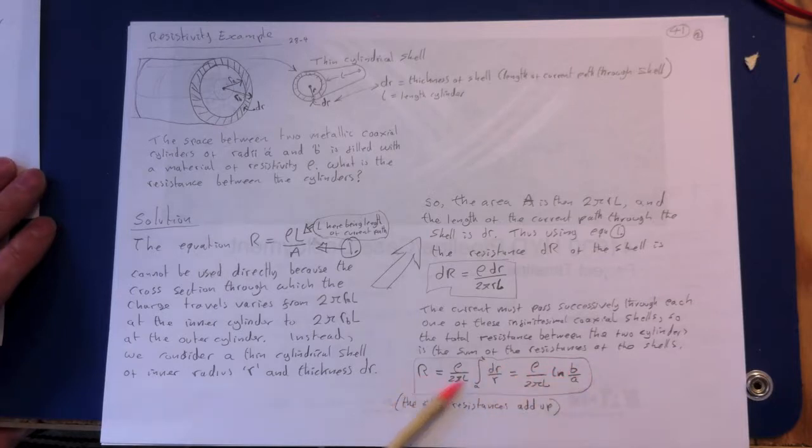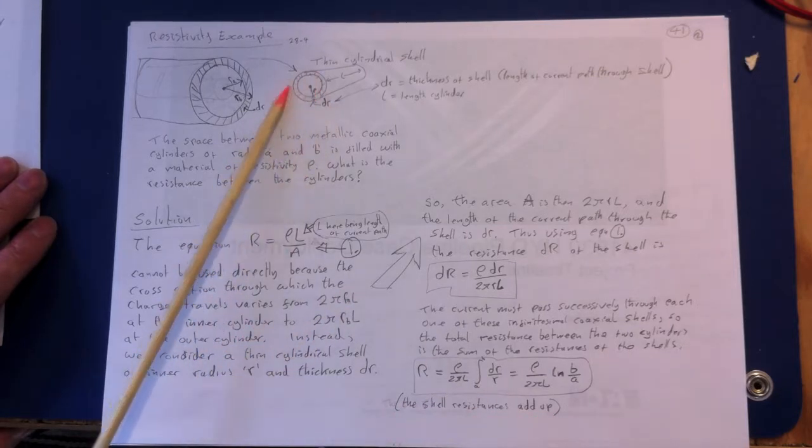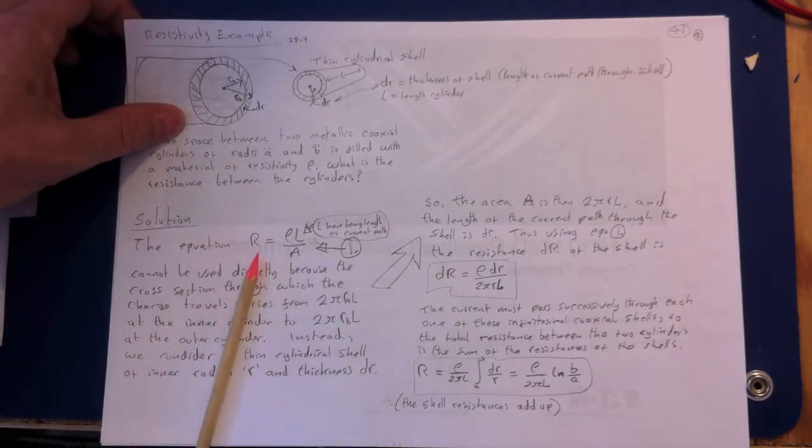So given the values B and A, whatever they might be, we can solve for the resistance R. The shell resistances simply add up. All of these resistances from each shell add up, and we find the total resistance. So there's an example using the equation of resistivity in terms of ρ, length and A.